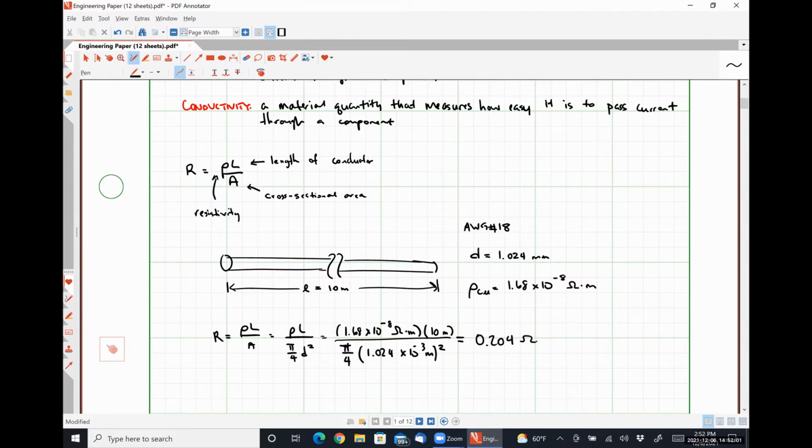Much longer, right? Typically speaking, you're dealing with sections of wire that are a couple of inches long at the most, and a meter is a little bit over 3 feet. So we're talking about not an astronomically larger length, but a much larger length. So 10 meters of this wire has a resistance of 0.2 ohms.